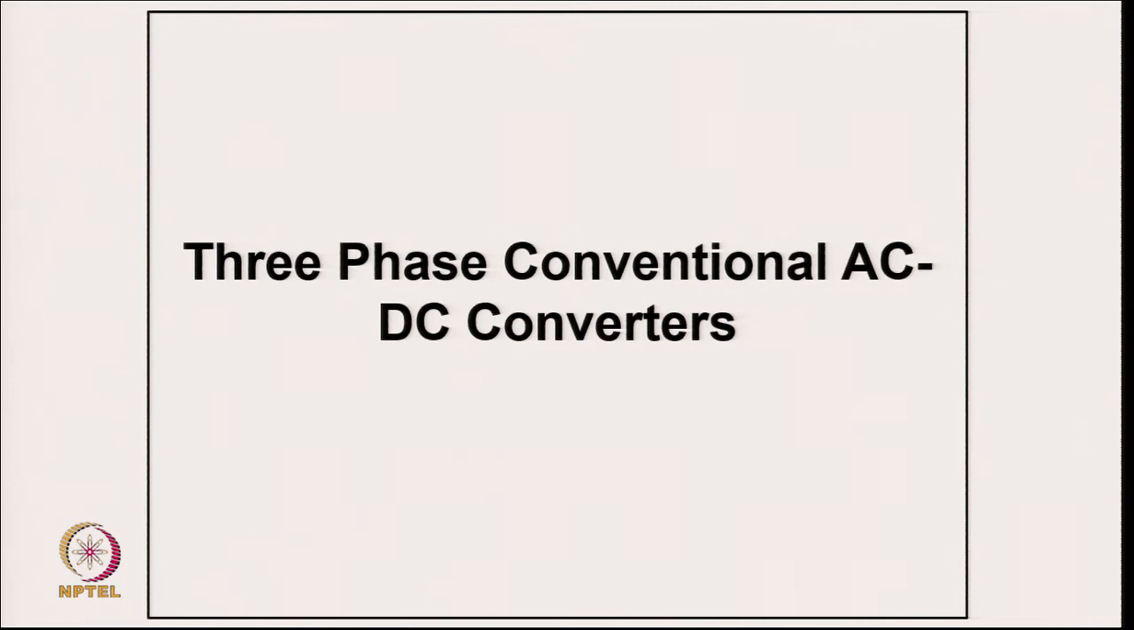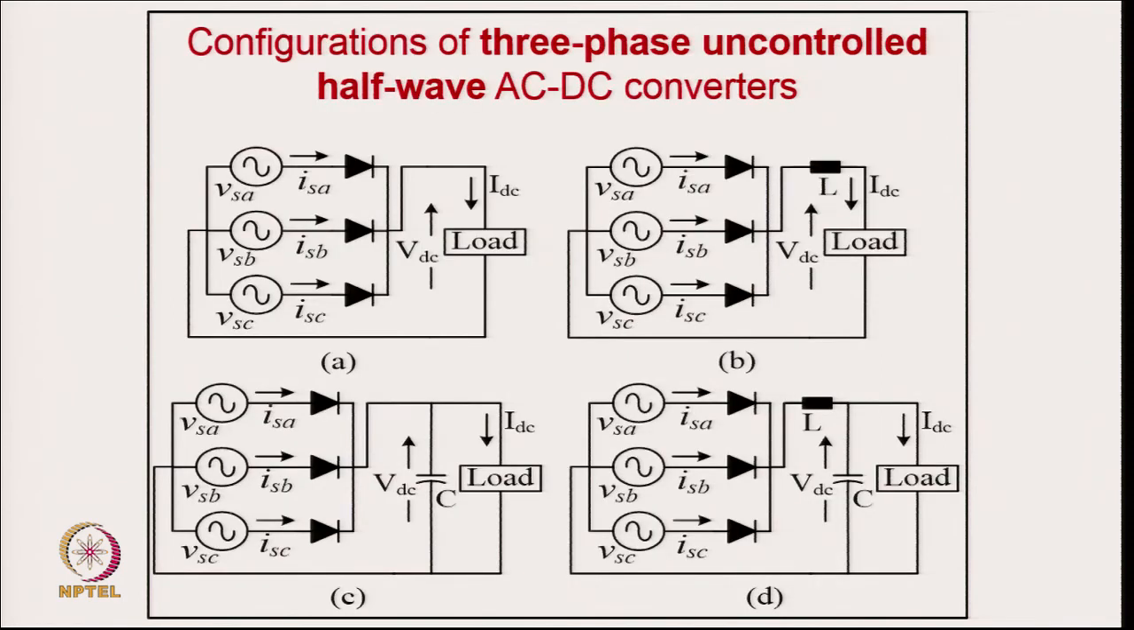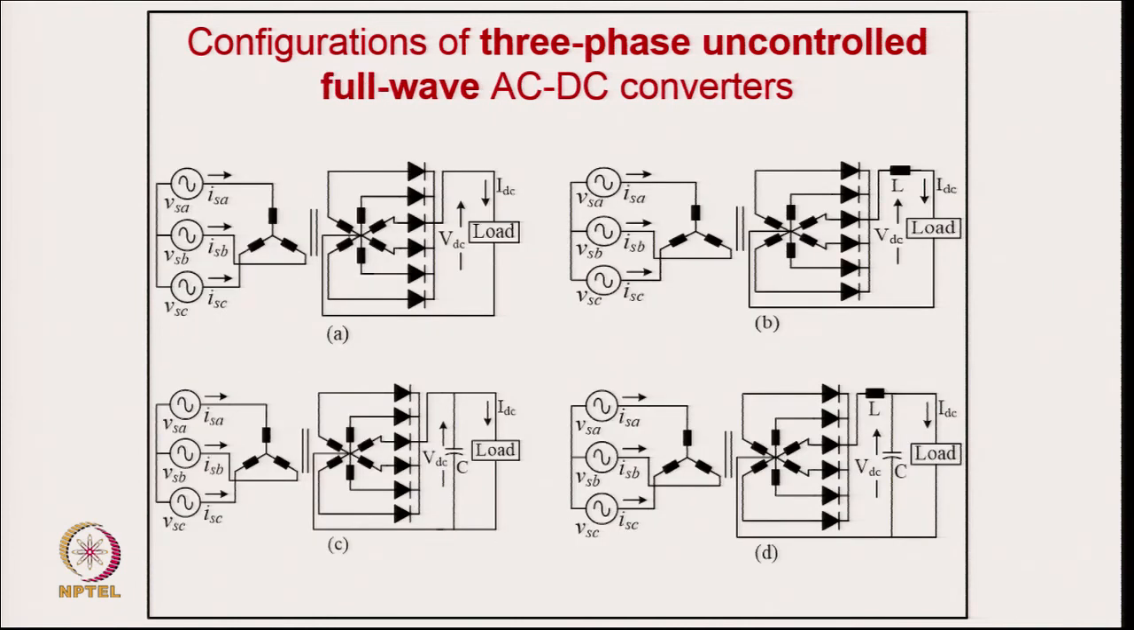Now, coming to the 3 phase conventional AC DC converters, they also have a lot of power quality problems, like half wave with no filter, with inductive filter, with capacitive filter. They draw not only an AC component, but also a DC component. That is the reason they are not used in high power applications, but these are the full wave ones.